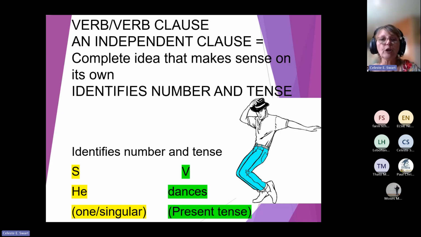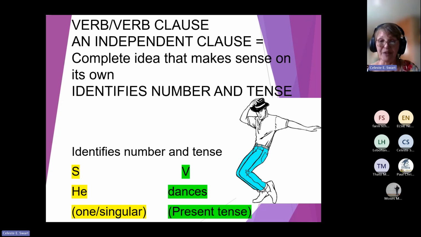So, if we look at this sentence, you will see he dances. Now, it can stand on its own. It makes perfect sense. You don't have to have an object here. He tells us there's only one. If it was they, it would have been plural, but here it's only one. It is singular. What about dances? Dances tells us it's happening now. So it is in the present tense.